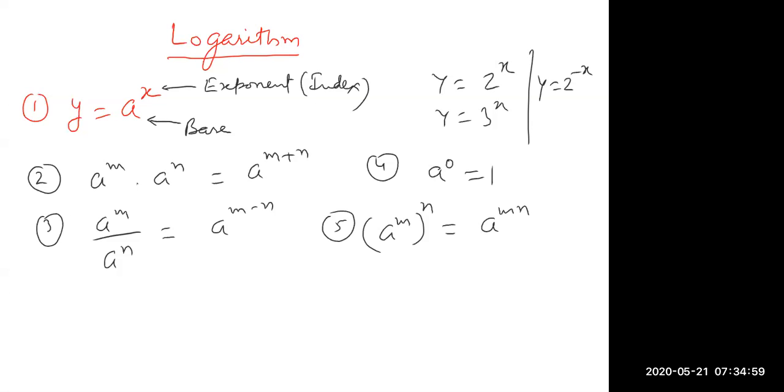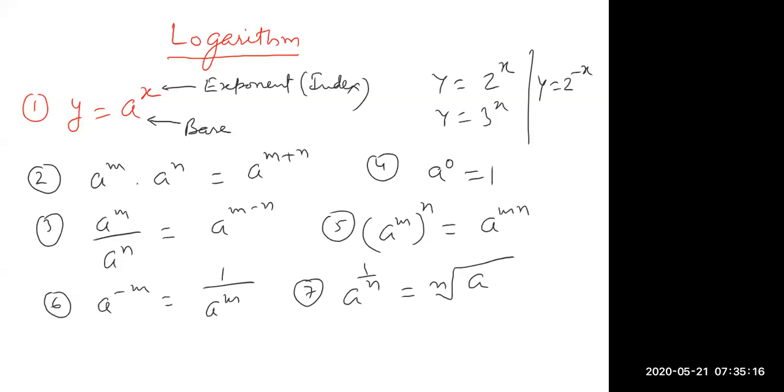And negative exponent is there. For example, a raised to power minus m I can write as 1 upon a raised to power m. And fractional exponent a raised to power 1 upon n can be written as nth root of a. So you have done all this part.